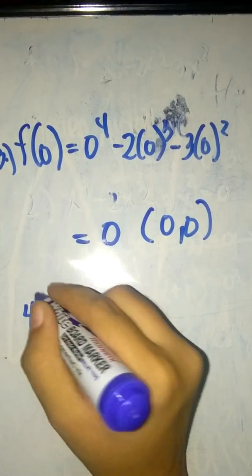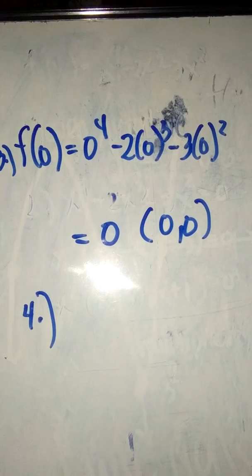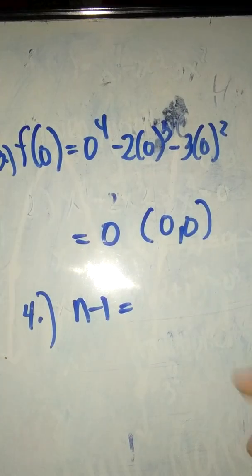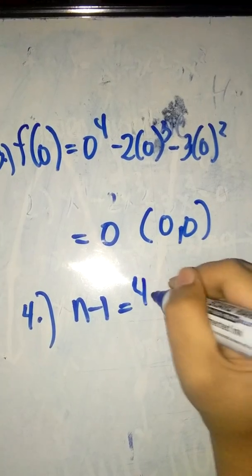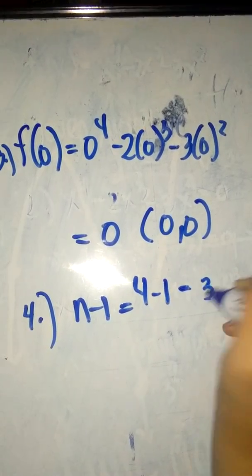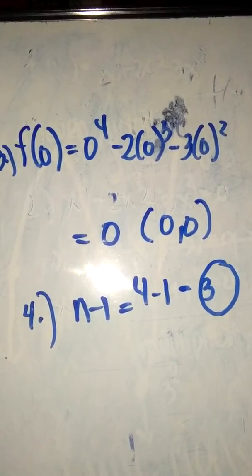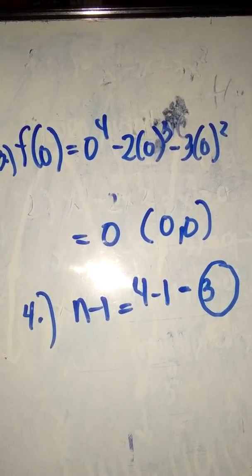And our fourth step is to determine the number of maximum turning points. So we have n minus 1, where n is the degree of the function, which is 4. 4 minus 1 is equal to 3. Meaning, there are a maximum of 3 turning points in this function.